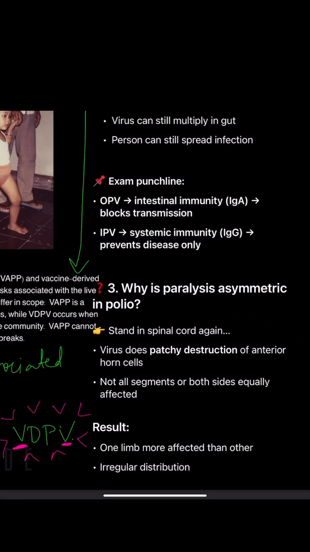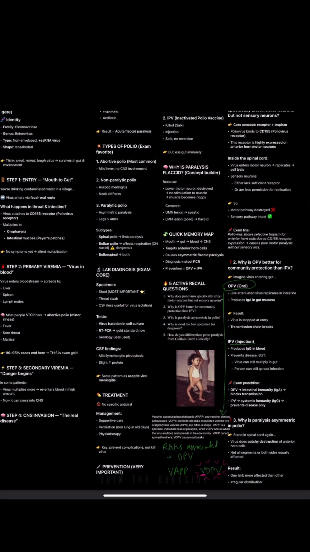Asymmetric because in the anterior horn cells, the destruction will be patchy. The anterior horn cells of the right and the left side won't be destroyed together. Rather there is patchy destruction, somewhat here and there. So not all segments on both sides are equally affected. That is the result: one limb is more affected than the other, and there is irregular destruction.